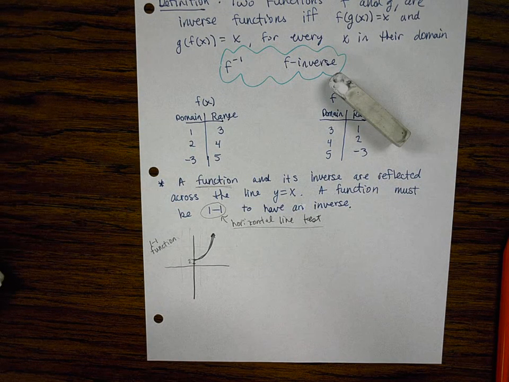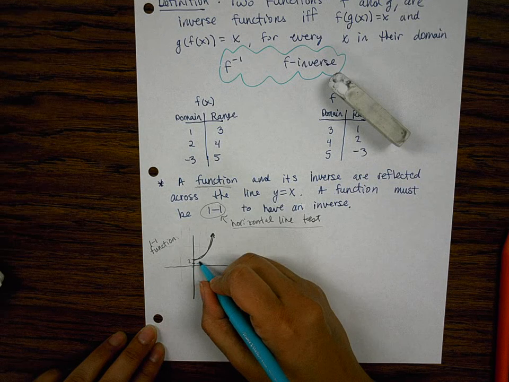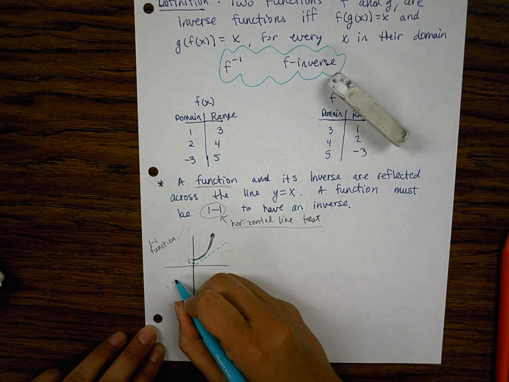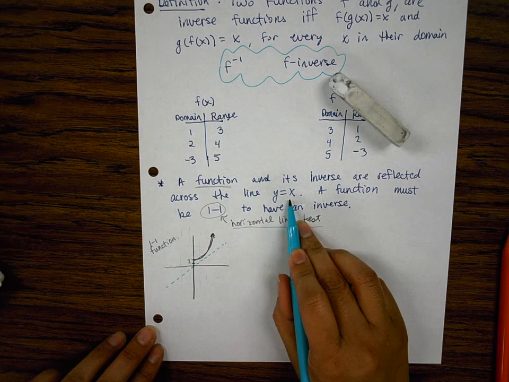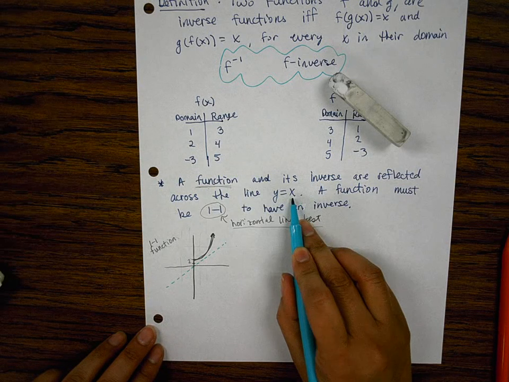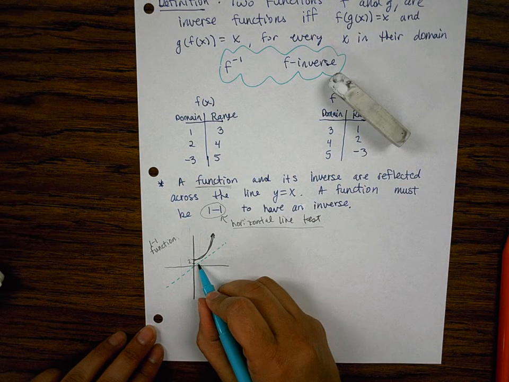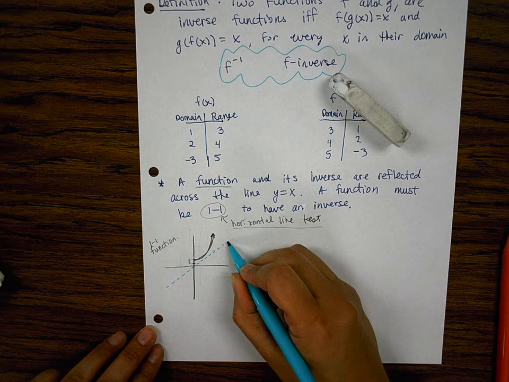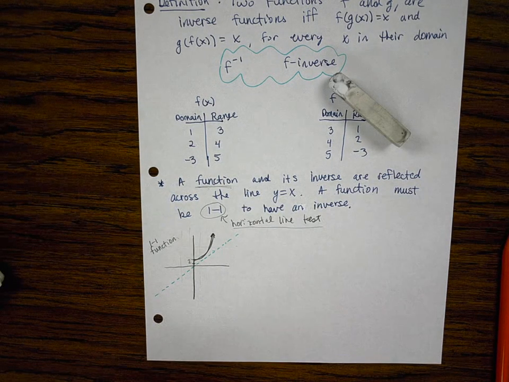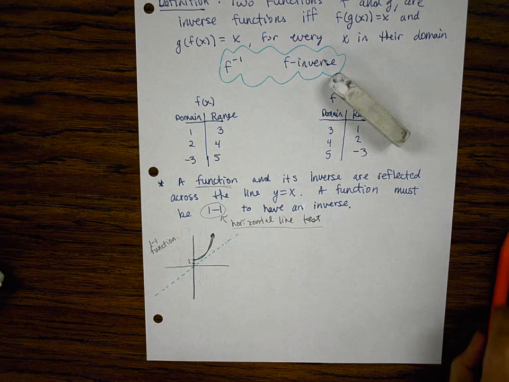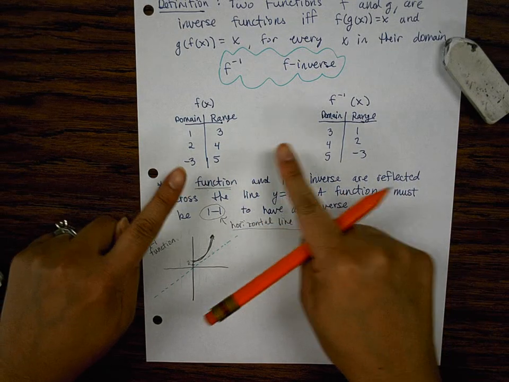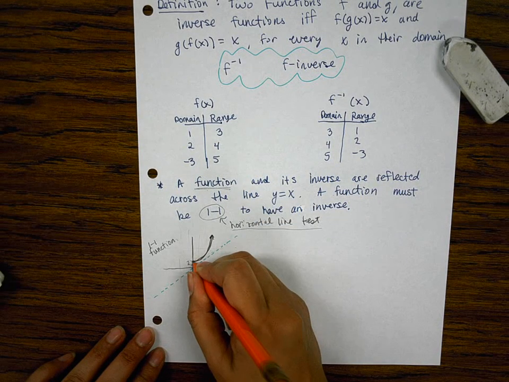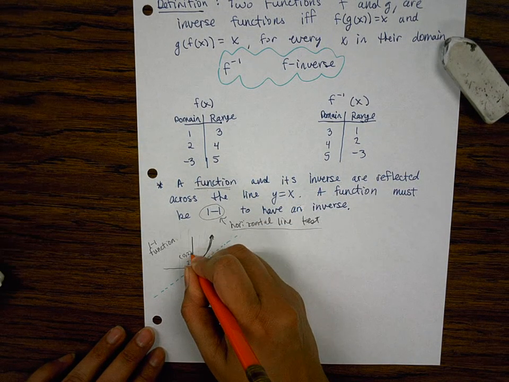Okay, so what was this about? The inverses are reflected across the line y equals x. Remember the line y equals x. I'm just going to draw a dotted line here to represent that. Y equals x has a y-intercept of 0 and a slope of 1. So if I were to go here and go up 1 over 1, or down 1 over 1, I'd end up with this line going right through the origin.